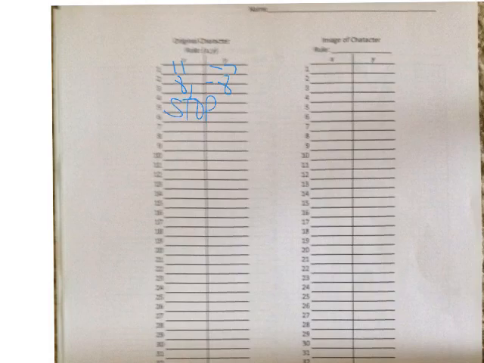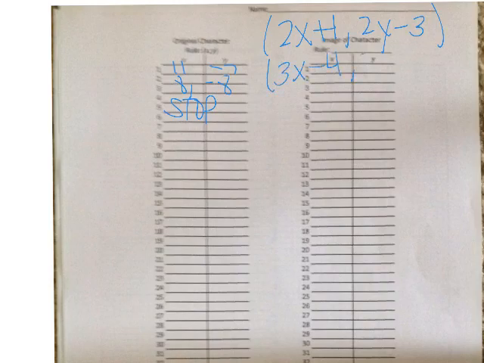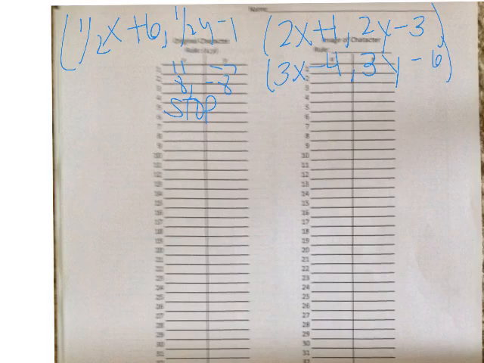Now you write a rule, and this is where you're messing up. If you write it carefully, your rule must dilate it, must make it bigger or smaller, and it must move it. You must be multiplying and adding or subtracting. This is what your rule could look like. 2x plus 1, 2y minus 3. Your rule could look like 3x minus 4, 3y minus 6. You could even do 1/2 x plus 6, 1/2 y minus 1. Okay? You need to multiply.